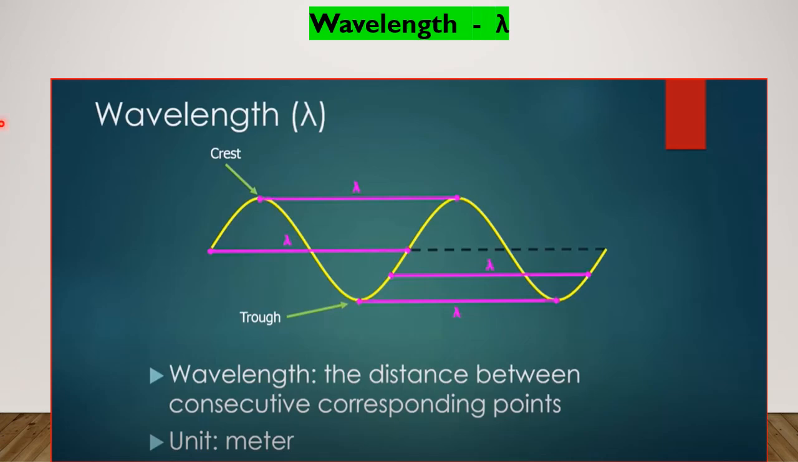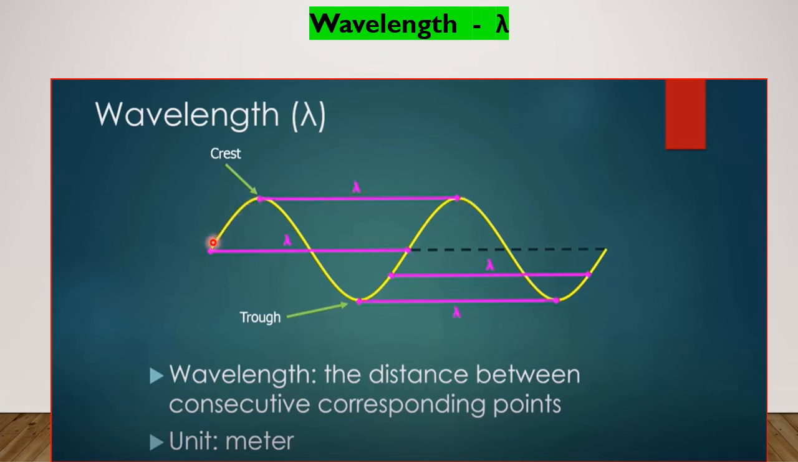Wavelength, lambda. Wavelength is the distance between consecutive corresponding points. For example, this part is called the crest, and the lower part, the valley, is called the trough. So, correspondingly, this crest and the consecutive one will be called the corresponding points. Therefore, from here to here is what we call wavelength.